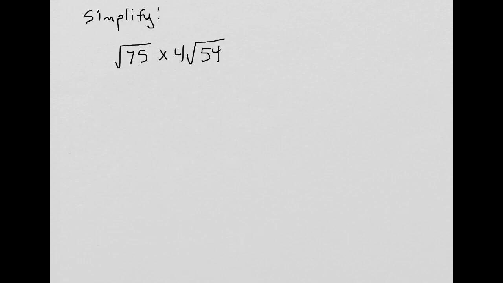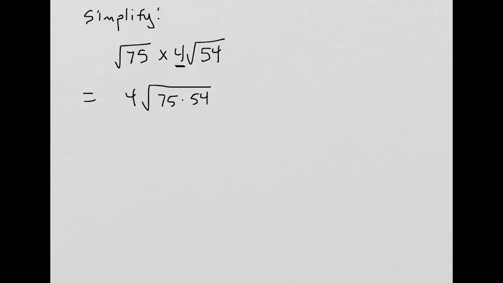Okay, here's another example to try. So try this example, pause the video, and then come back after you've given it a shot. Okay, so our first step is to multiply. So again, since multiplication is both commutative and associative, when I multiply, I've got 4 in front. And then when I multiply those two square roots together, I get the square root of 75 times 54.